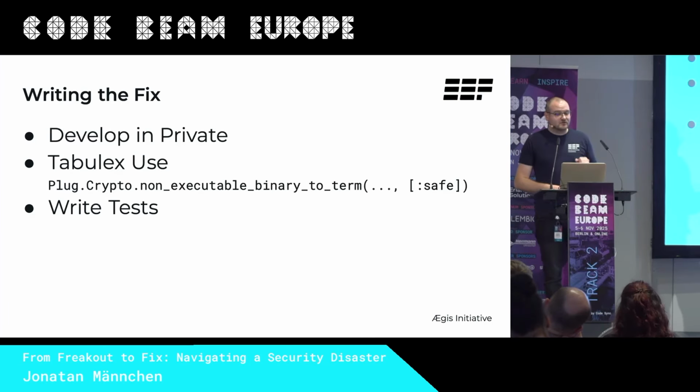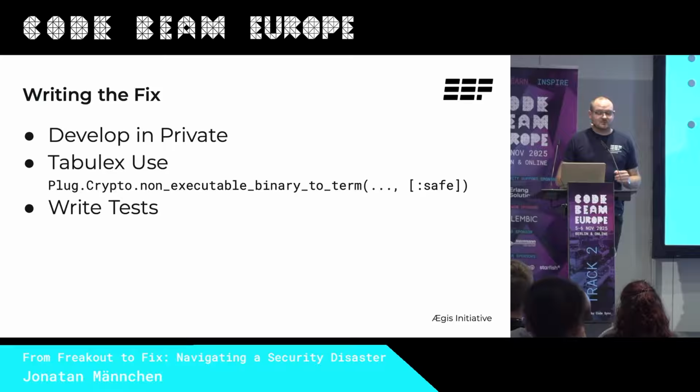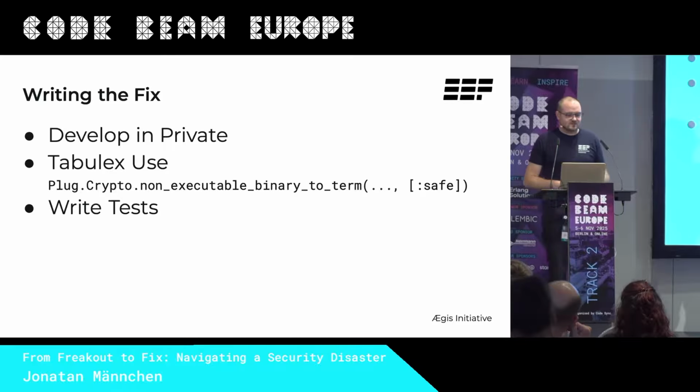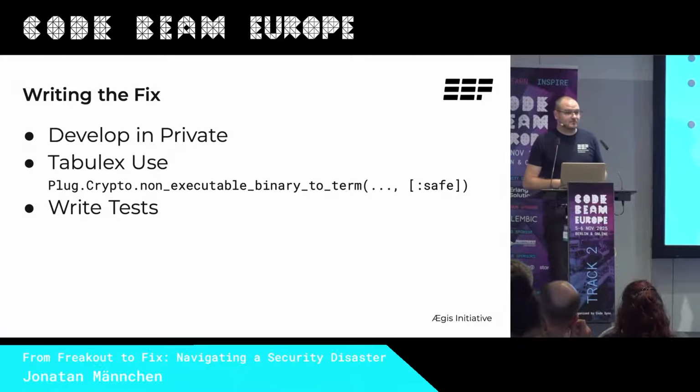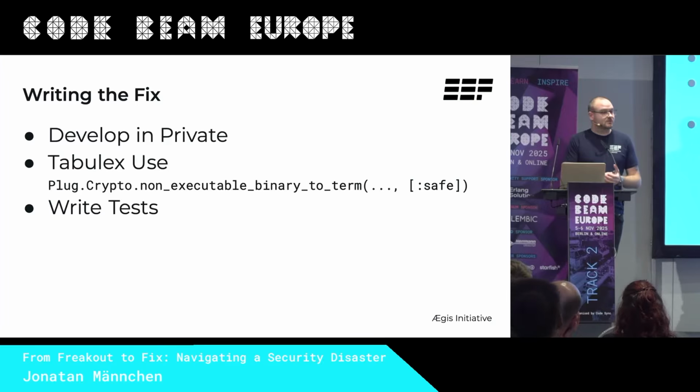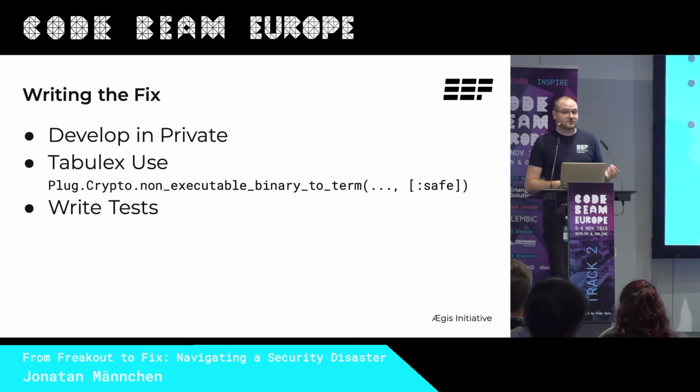When you start coding your fix, do it in private. Don't just push it to a public branch where people might see your commit or CI logs might expose what you're doing. Do it in private. GitHub security advisories support private forks for exactly this reason. In our example, switching to a safe decoding API, specifically for TableX, we'd use Plug.Crypto.non_executable_binary_to_term with the safe option, which blocks any dangerous term formats.